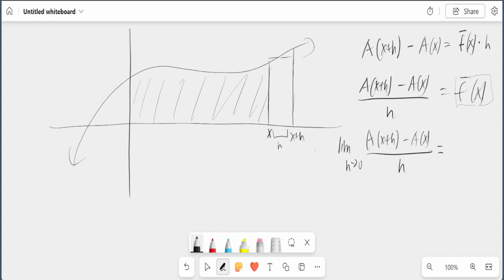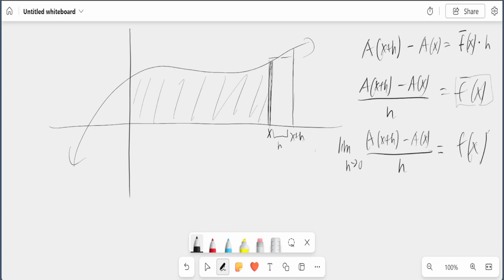Actually, let me ask you guys, if this is the average value, and these get really, really close together, what does the average value basically become? If they keep getting closer and closer together, what does the average value basically become? And remember that this is moving towards x. They aren't both moving, just this one. Does anyone have any idea? It approaches, the average value actually approaches f of x. It goes from being the average value to just f of x.